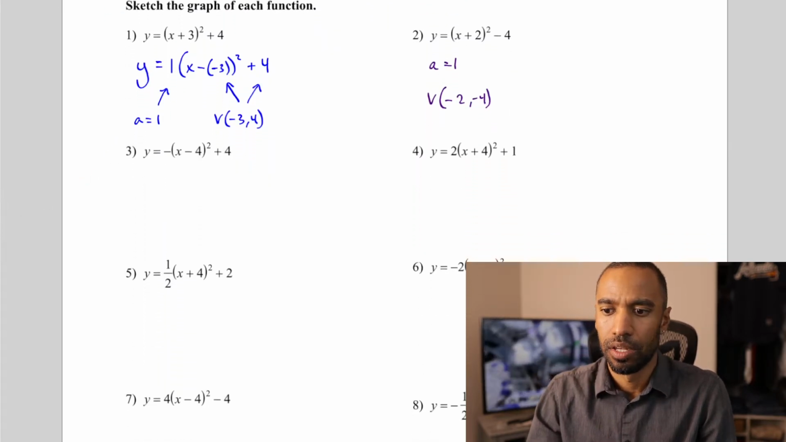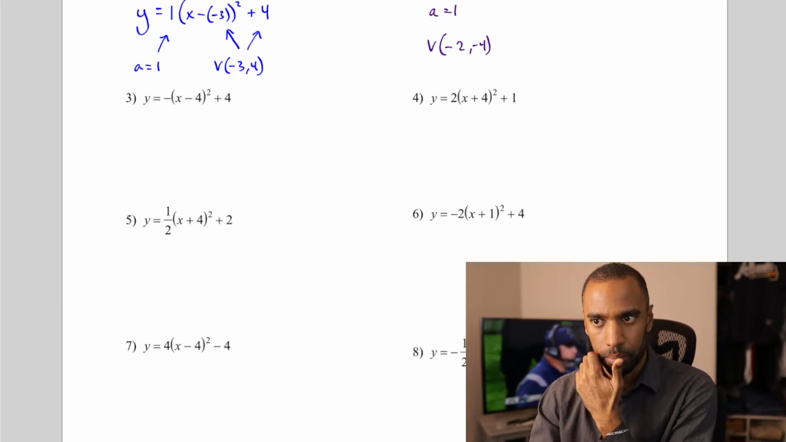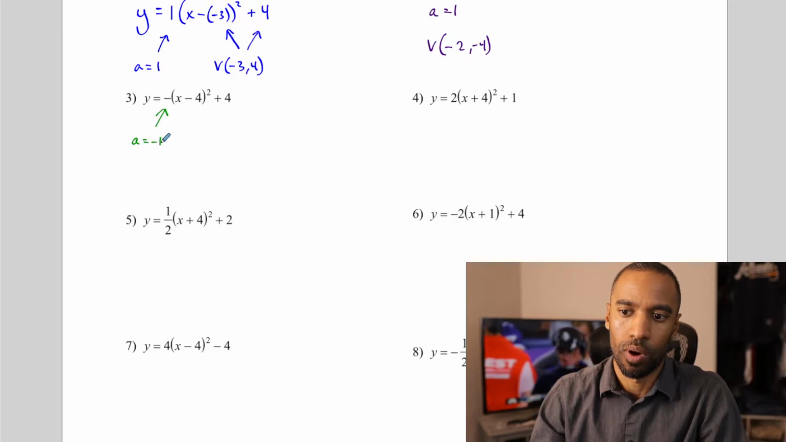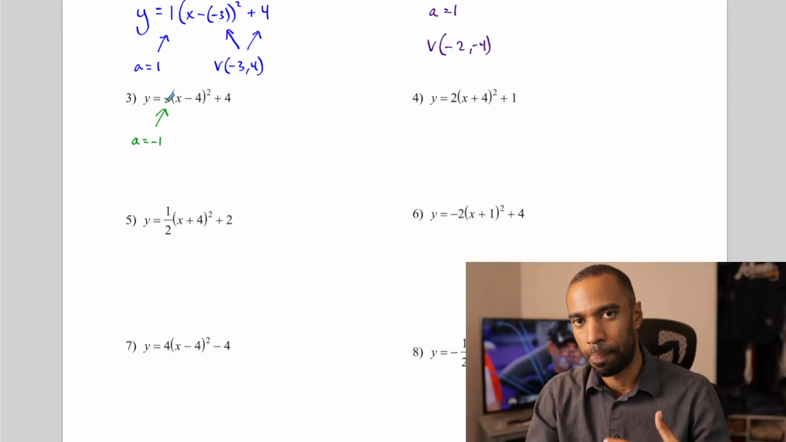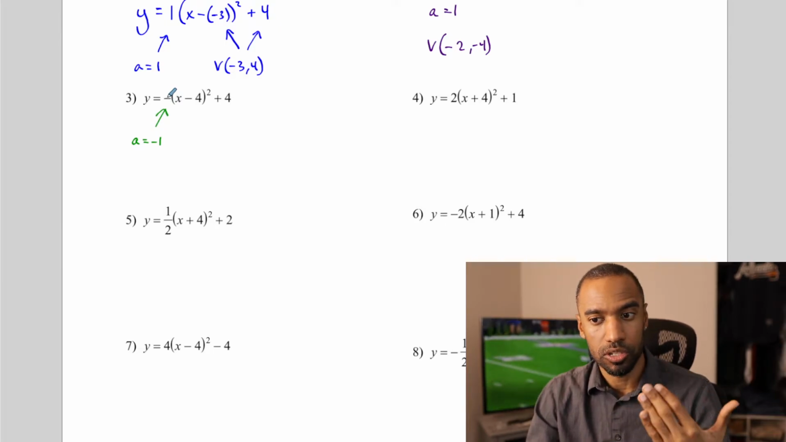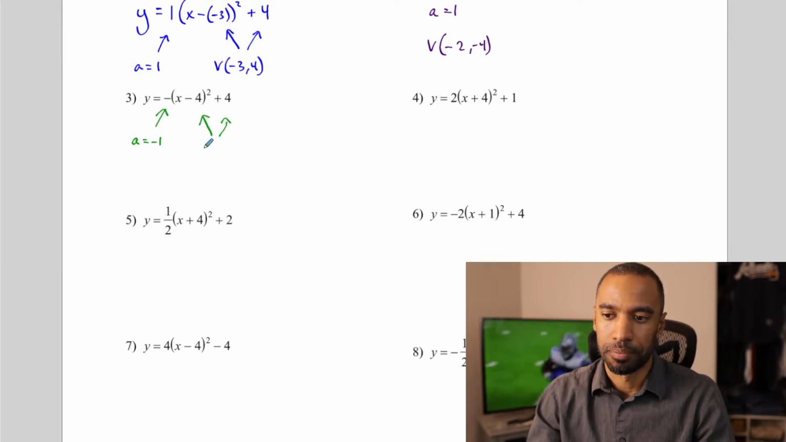Number 3. y equals negative (x minus 4) quantity squared plus 4. So the negative means that we have an a value of negative 1. Remember, I can't see the number there, but not being able to see the number means it's a 1, but there's still a negative. So negative 1. And your vertex is at 4, 4.